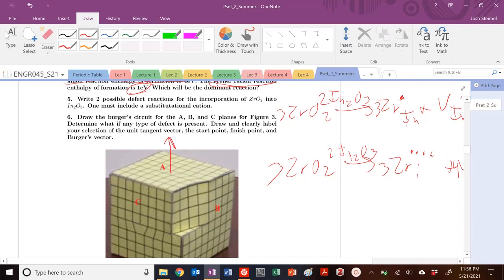So for A, I'm going to choose my tangent vector like this. I'm going to use my starting point here. 1, 2, 3, 4, 5, 6, 7, 8. Oh, sorry, 1, 2, 3, 4, 5, 6, 7, 8 steps. So no Burgers circuit here, no defects.